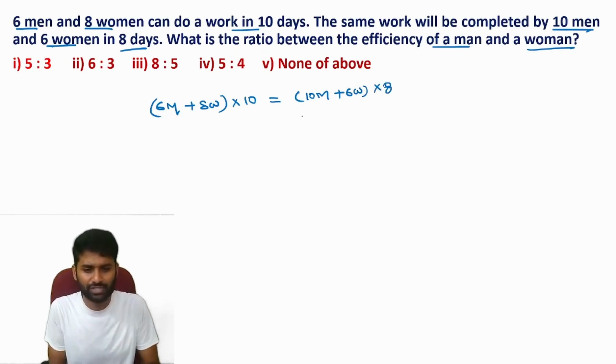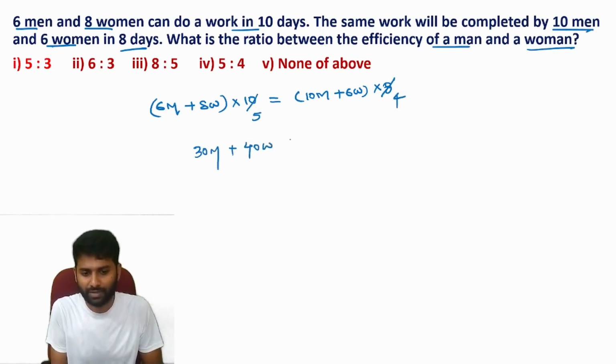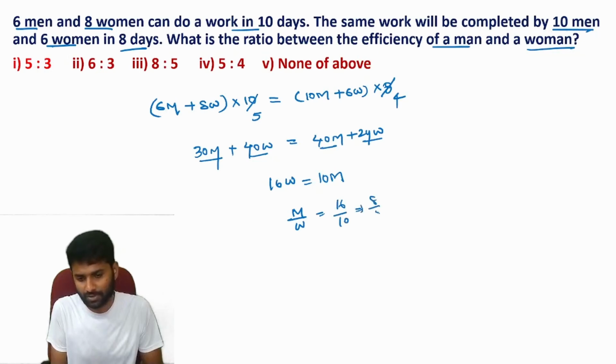Just equate those equations. This is exactly 4 times, this is exactly 5 times. 6 fives is 30 men, 8 fives is 40 women, which is equal to 40 men, 24 women. Further calculation: you will see the difference of men is 10, and the difference of women is 16. The men to women ratio is equal to 16 by 10. So this is all about 8 by 5.